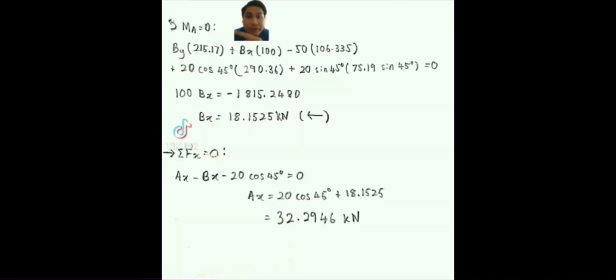Using summation of moment A equal to 0 on our FBD, we can get the Bx reaction force. But at the beginning we get a negative value, so that means it is opposite to our assumption, which is to the left side. And for the last calculation, we use summation of Fx equal to 0 to get Ax. So that's all for the rigid body equilibrium calculations. Now we can proceed to the centroid calculation.